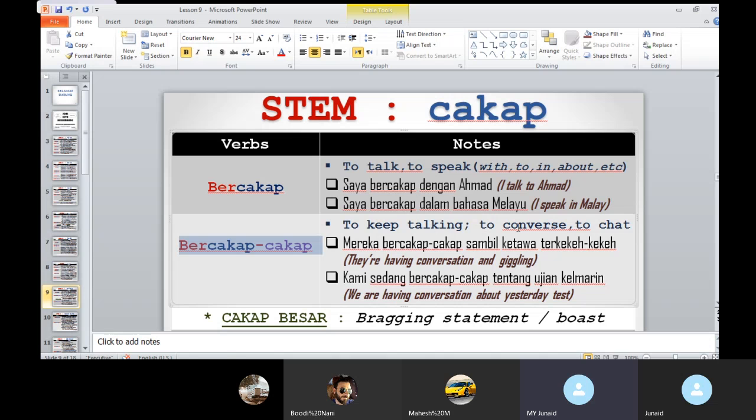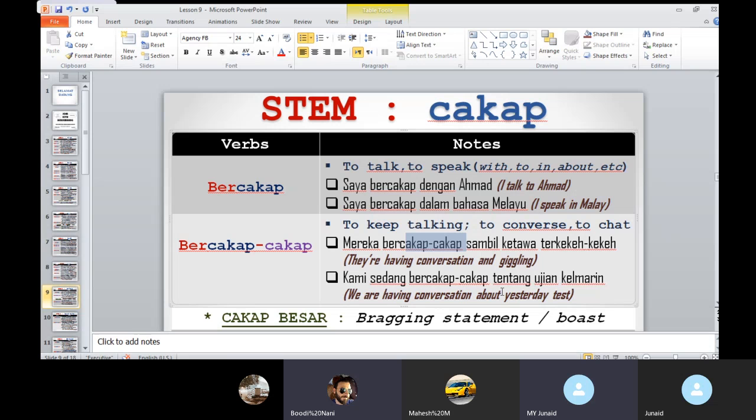Mereka bercakap-cakap sambil ketawa. So they're having conversation and giggling. Kami sedang bercakap-cakap tentang ujian kemarin. So we are having conversation about yesterday's test. So I can say saya bercakap-cakap dalam interview hari ini. Boleh? Boleh macam ni, boleh.